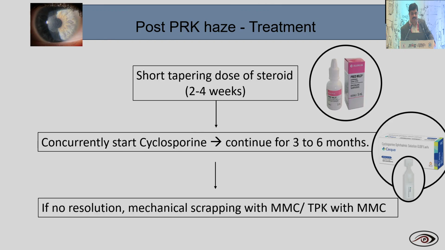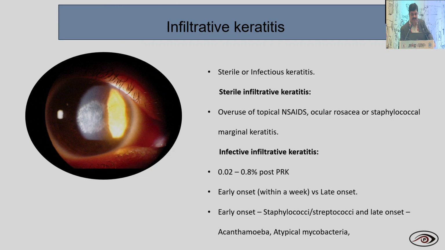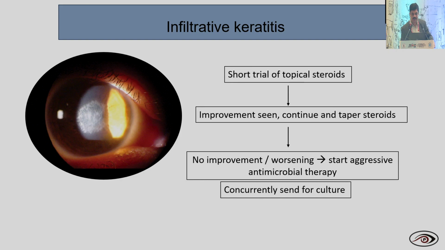For post-PRK haze treatment, give a short taper of the steroid for 2 to 4 weeks, then start cyclosporine and continue for up to 6 months. If there is no resolution, then you can plan for mechanical scraping with MMC, or you can do PTK with MMC. The last complication is infective keratitis because of overuse of topical non-steroidal anti-inflammatory drugs. Normally, early onset is likely staphylococcus, while late onset might be acanthamoeba or atypical mycobacteria. For treatment, give a short trial of topical steroid; if improvement is seen, continue the taper.